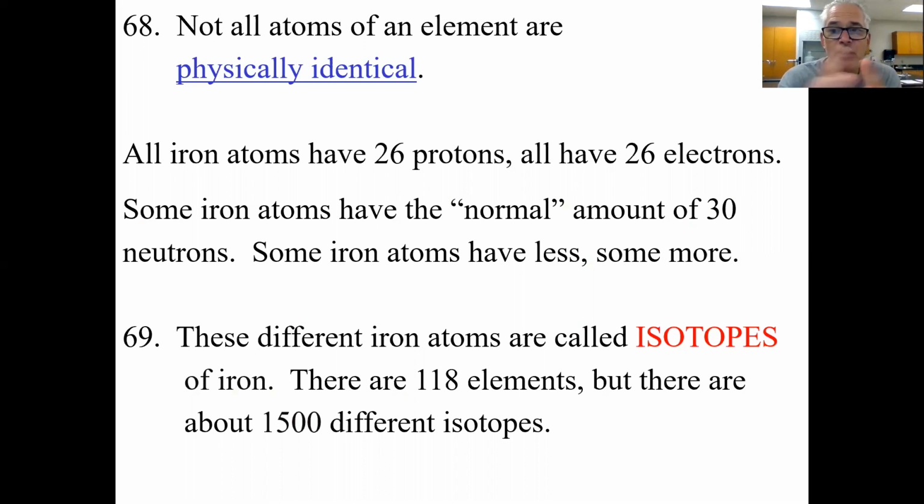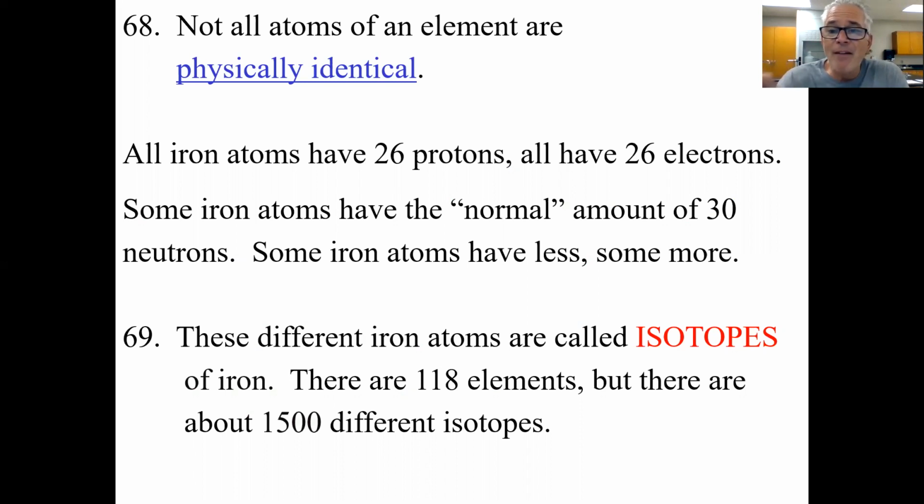This is where the mistake or the difference is. Some iron atoms have less than 30 and some iron atoms have more than 30. Atoms of iron, or any atoms that have a different number of neutrons, are called isotopes. Different iron atoms with different numbers of neutrons are chemically identical. They react the same way. Their mass difference is really little, but scientists measure stuff like this. I can't measure it and you can't measure it, but they're different.